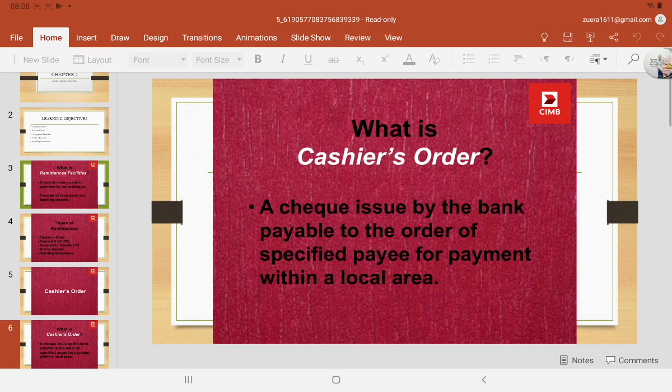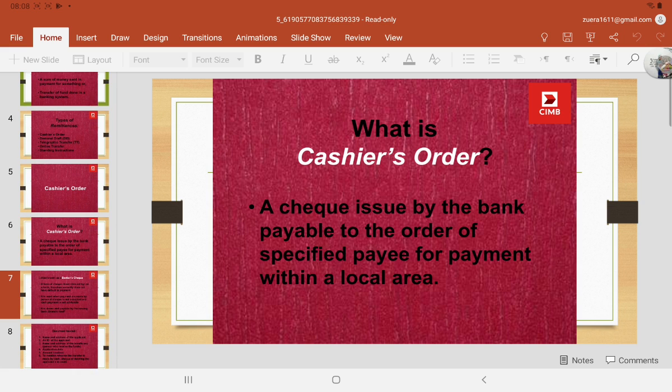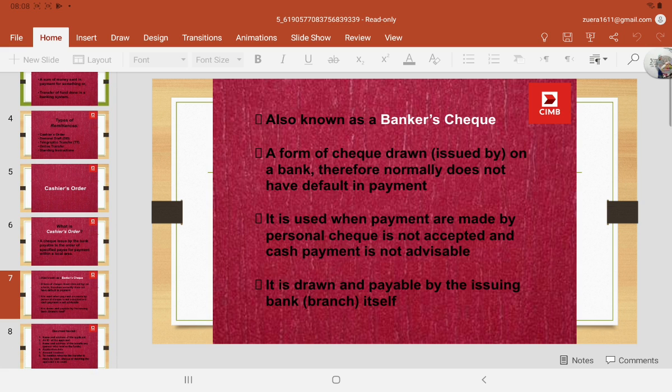Okay, so for the cashier order, we will go through the next slide. The cashier order is also known as a banker's check. It is issued by a bank and, like I said, normally does not have a default in payment. It is used when payment by a personal check is not accepted and cash payment is not advisable.